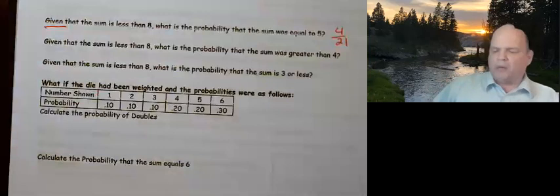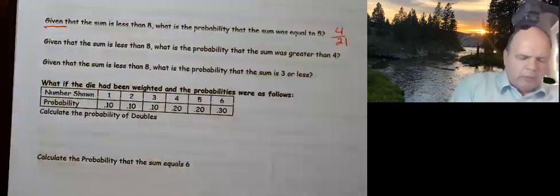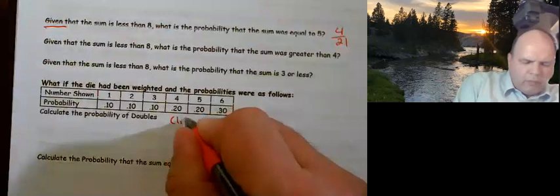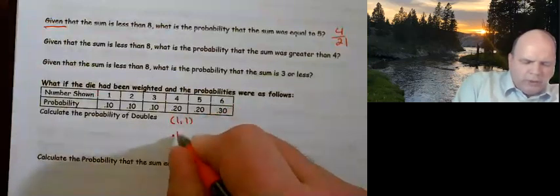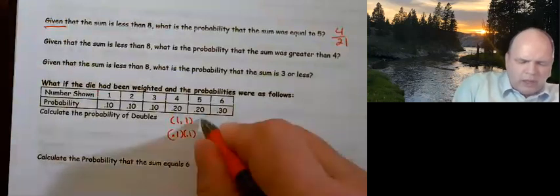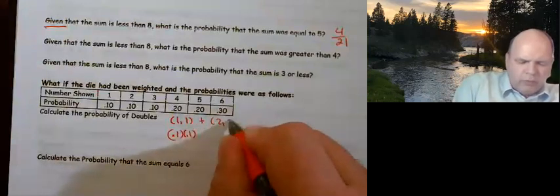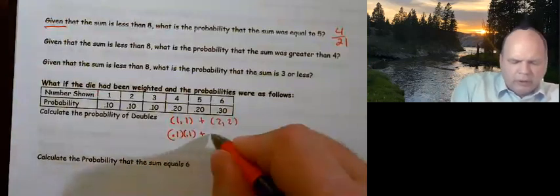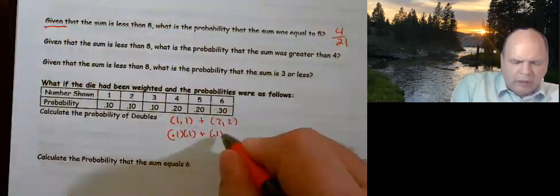All right. So calculate the probability of doubles. Well, that means I need to get a 1, 1. So this is 0.1 times 0.1. Plus, I need to get a 2, 2. Probability of a 2 is 0.1. But I need 2 of them.